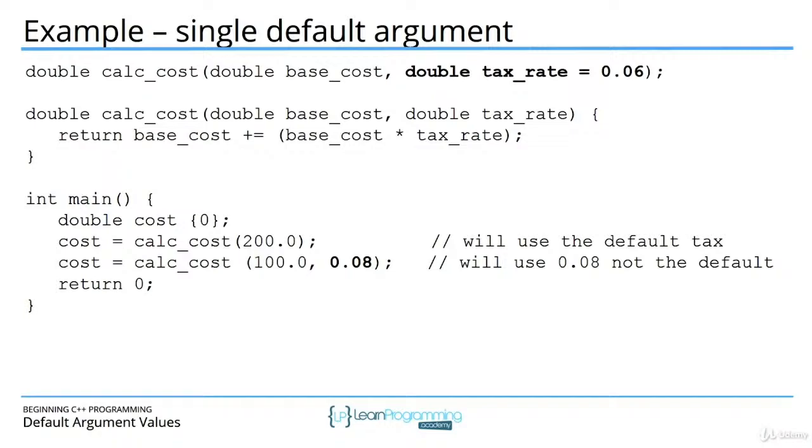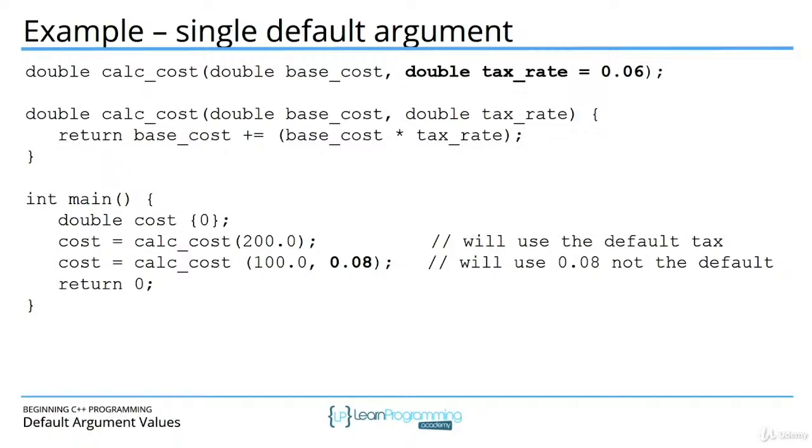Simple as that. Now notice the two calls in the main function. The first call simply calls calccost with 200.0, which is the base cost. Since the argument for tax rate is not provided, the compiler will use 6% for the tax rate. In the second call, we are providing the tax rate. In this case, the compiler will use that and ignore the default value. This can be pretty handy.